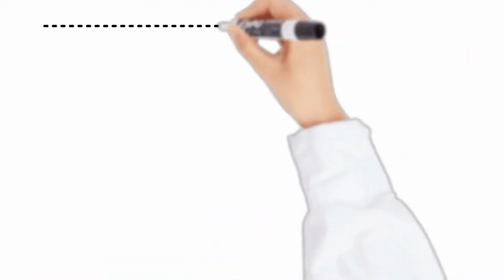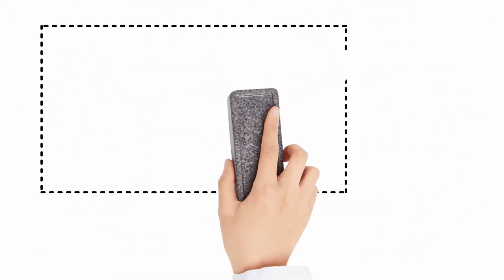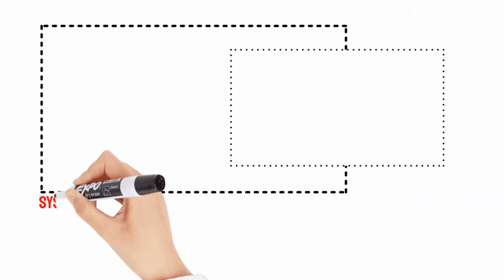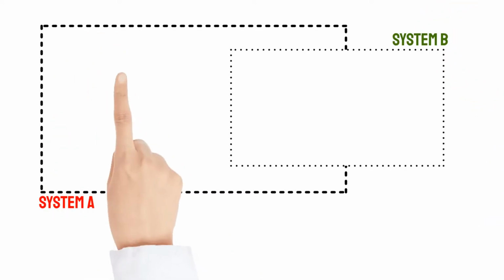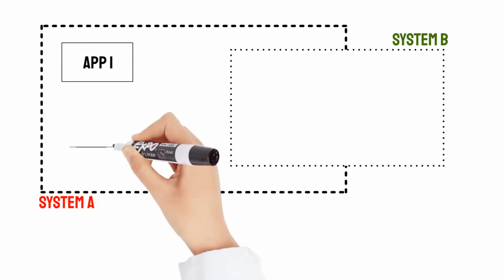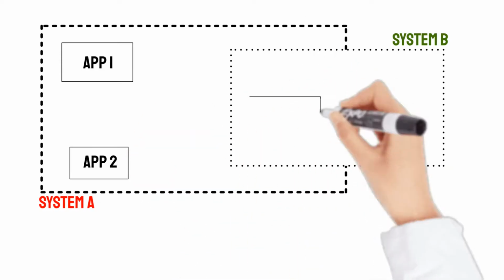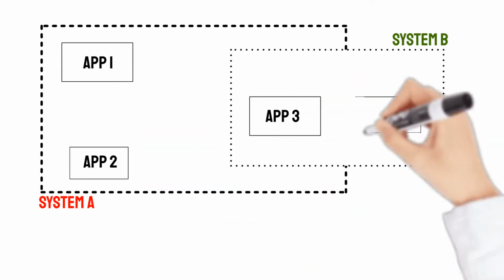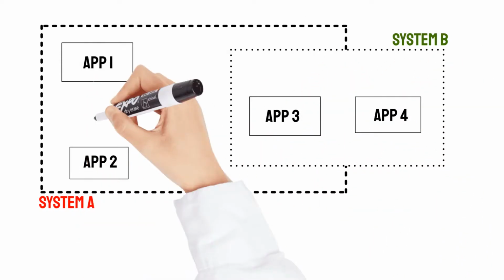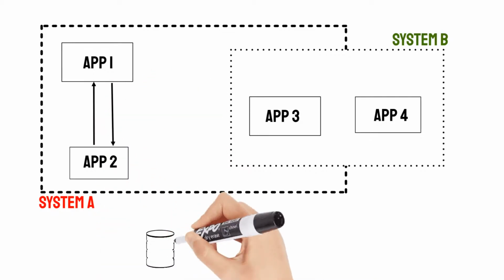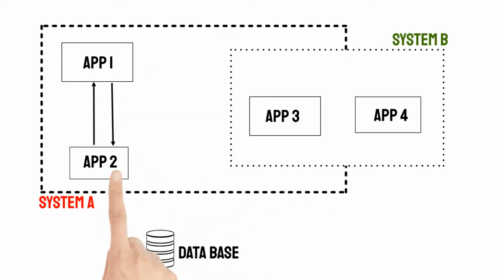A system diagram could look something like this. Here you can see 2 systems, System A and System B. System A contains application 1 and 2, and System B contains application 3 and 4. As you can see, application 1 and 2 both can access each other, and application 2 has access to the database. And you can see System B has access to application 2. That's a traditional system diagram. You can see which application or which system is interconnected with each other.